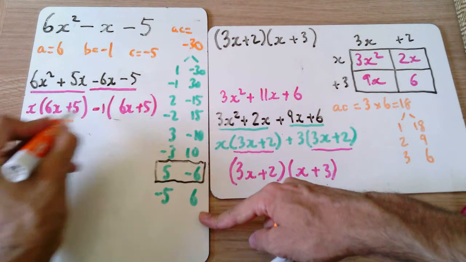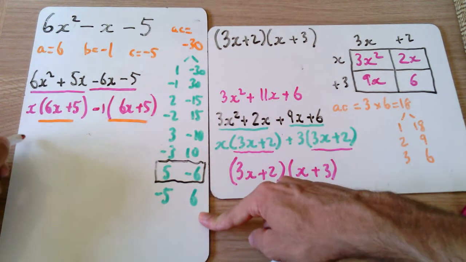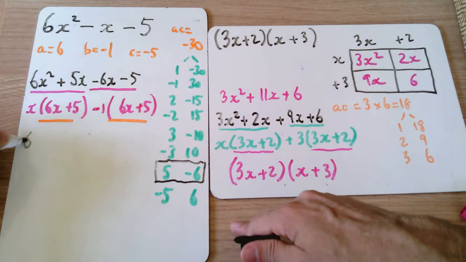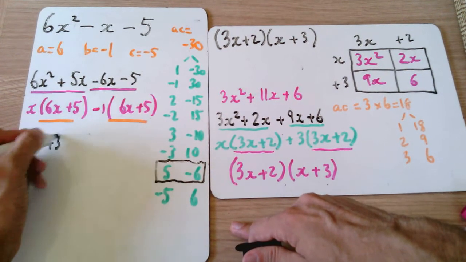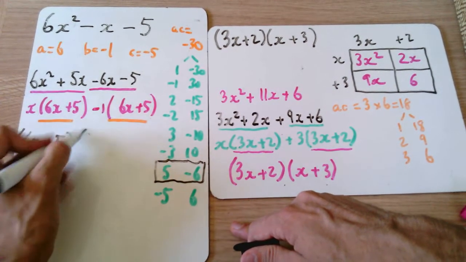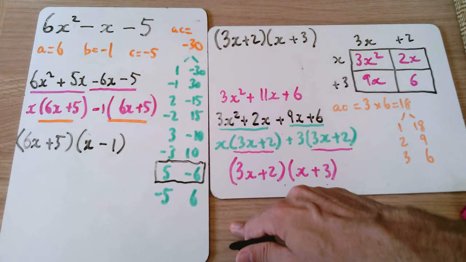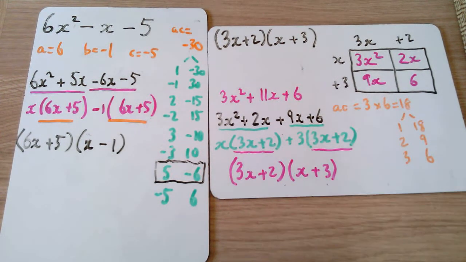So I can now finally, to finish this off, take out a factor of 6x plus 5. Taking out a factor of 6x plus 5, we would be left with, on the left-hand side, x, and on the right-hand side, negative 1. Once again, that means we follow the same process.